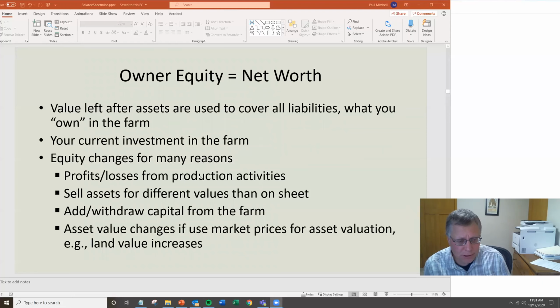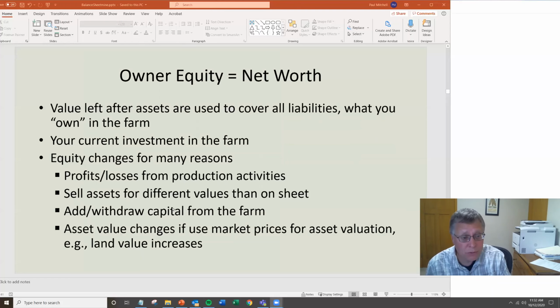Profits or losses from production activities that you retain within the business. If you sell the assets for different values than on the sheet, maybe you put a tractor on there that's worth $30,000, and when you cash it out and decide to sell it, it's like, oh, it's actually worth $35,000 that we got. Okay, great. That's why your equity would change. You sell it for a different value than on the sheet.